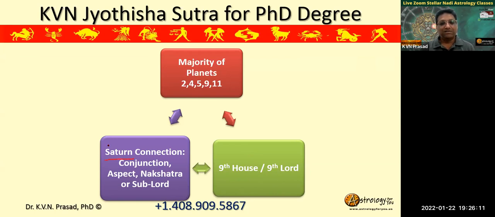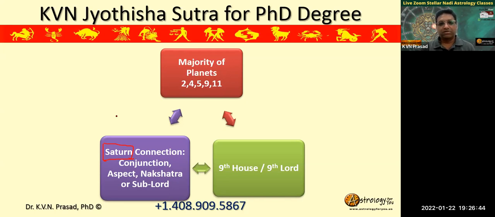Saturn connection is very, very important. Is Saturn connected to the ninth house or ninth lord? And Saturn also has 2, 4, 5, 9, 11. So the Saturn connection, what I mean is conjunction in the Rashi chart, or aspect, or nakshatra lord, or the sublord.